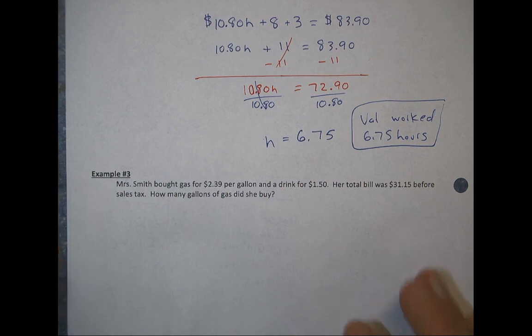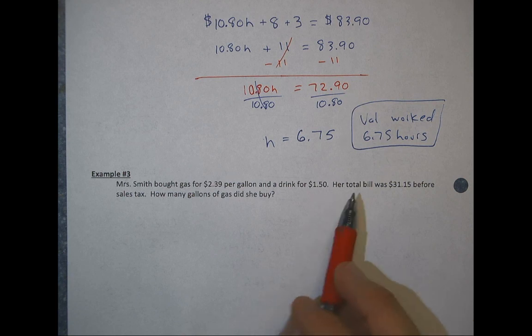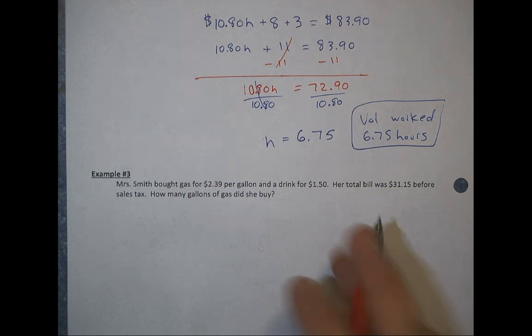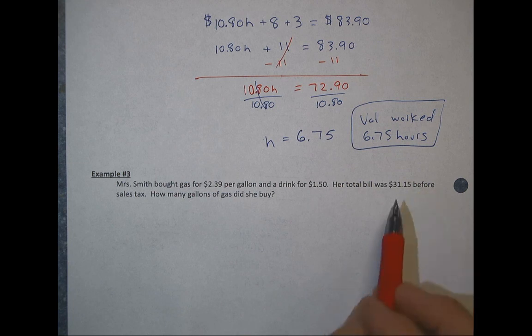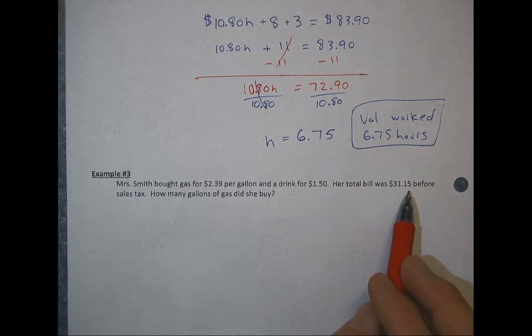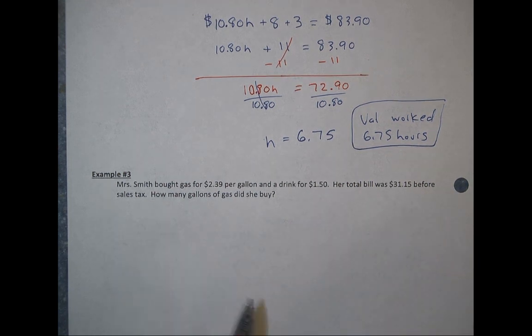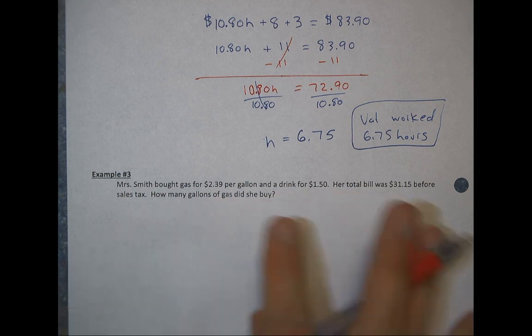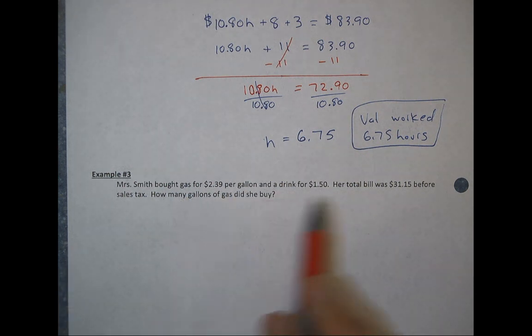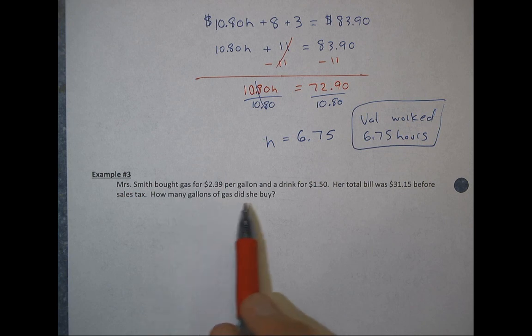All right, last one, example number 3. Mrs. Smith bought gas for $2.39 a gallon and a drink for $1.50. Her total bill was $31.15 before sales tax. So we don't have to figure any tax in. That's why they say that. So that's just her total bill. How many gallons of gas did she buy?